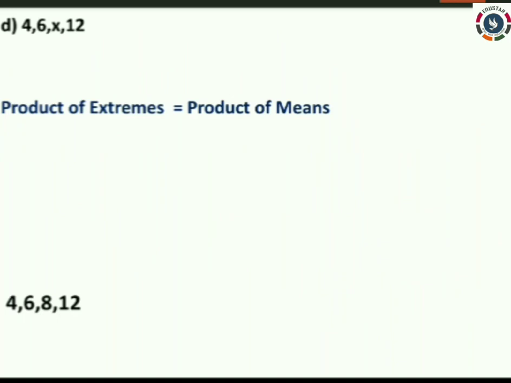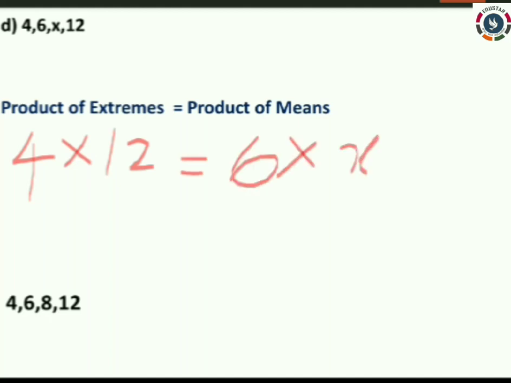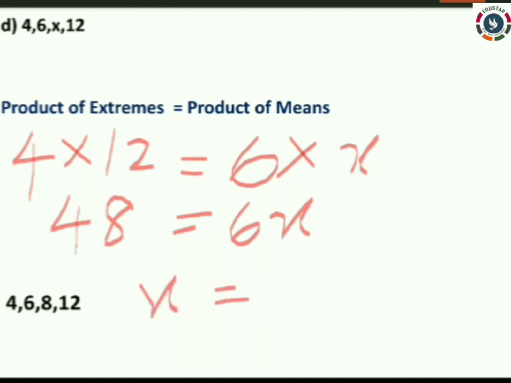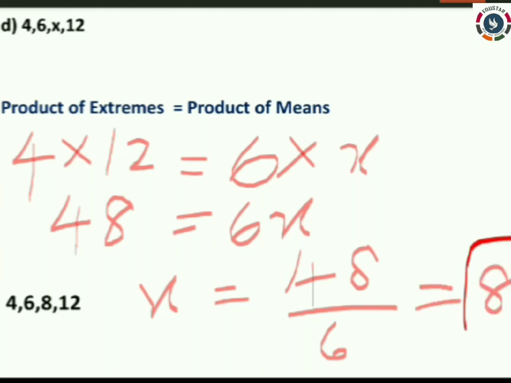Next, 4, 6, x and 12. You have to find the x value. Here you have 4 terms, right? So directly you can apply the formula. Product of extremes: here your extremes are 4 and 12, right? Next product of means: your means are 6 and x. Now 4 twelves are 48 and 6 into x you will get 6x. Now find the value of x. So 48 divided by 6. You will get the answer as 8. Your x value is 8. So 4, 6, 8 and 12 are in proportion.